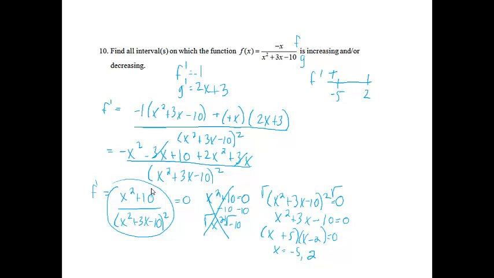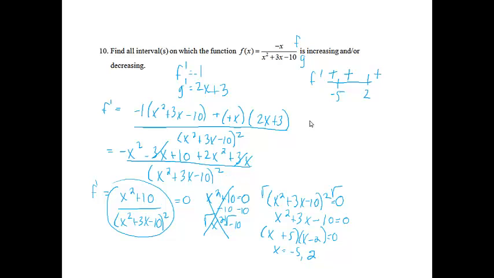Now I'm going to pick 0. If I plug 0 in the top, I'll get 10. And again, anything down in the bottom will give me a positive. So again, my answer will be positive. And if I pick 3, I'll get a positive number up top and again a positive number down below. So I'll again get positive.